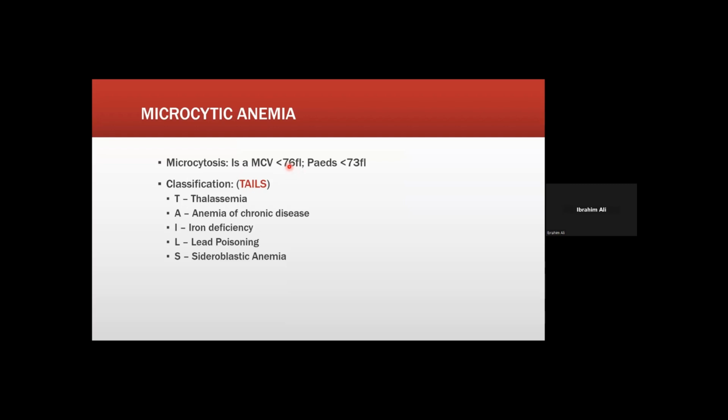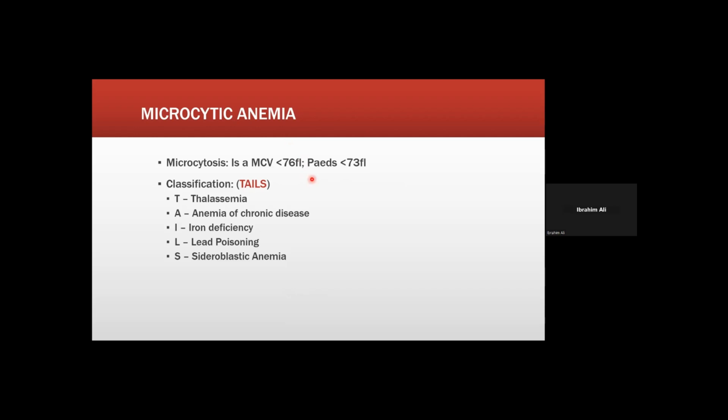So the normal range is between 76 to 96 femtoliters. If it is above 96, we'll say this patient has macrocytic anemia, that is, if it's above 96 femtoliters. And if it is below 76, we'll say this patient has microcytic anemia.